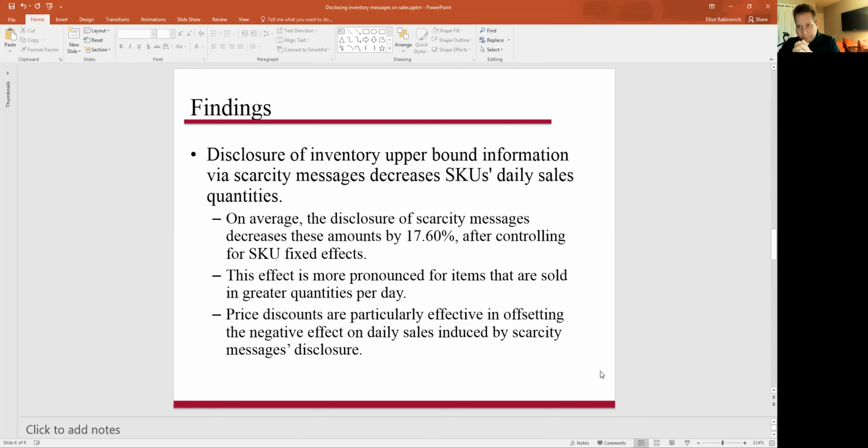SKU fixed effects. And we also find that this effect is more pronounced for items that are sold in greater quantities, so, the better selling items, and that price discounts, lowering the prices during these periods when we analyze the inventory cycles, is actually a more effective way to influence sales positively. So you could think about how to offset the negative effects of inventory disclosure with these price discounts.